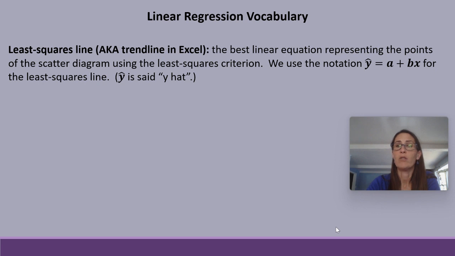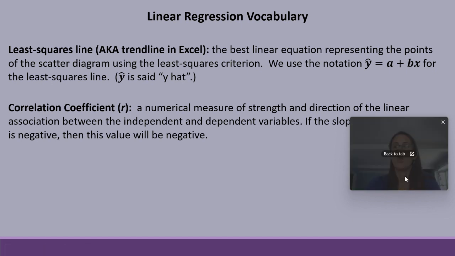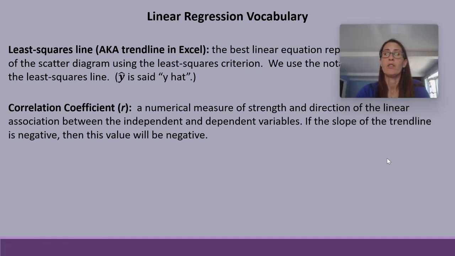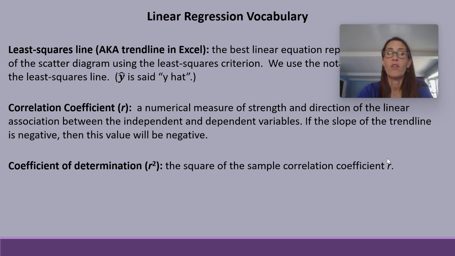points of the scatter plot using the least squares criterion. And we use the notation y hat equals a plus bx for the least squares line. So that little caret over the y, we call that y hat. The correlation coefficient, R, is a numerical measure of strength and direction of the linear association between the independent and dependent variables. So if the slope of the trend line is negative, then this value will also be negative. The coefficient of determination is R squared, and that's the square of our sample correlation coefficient, R.